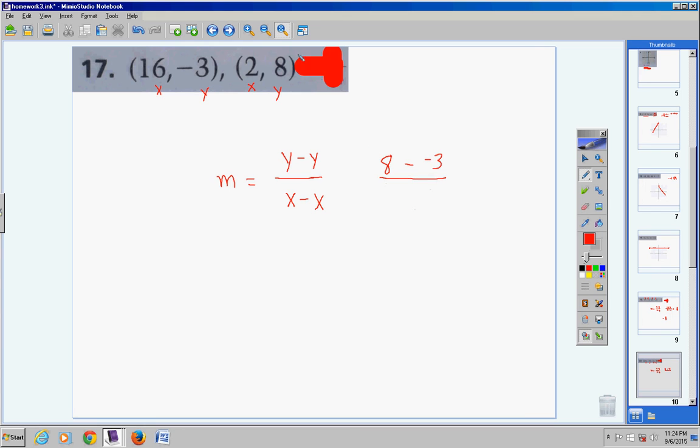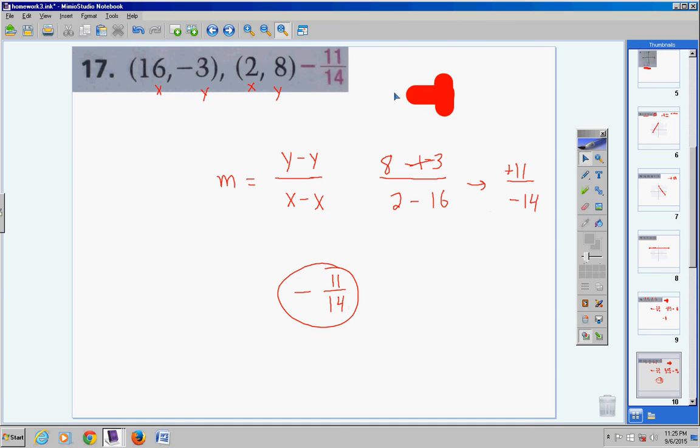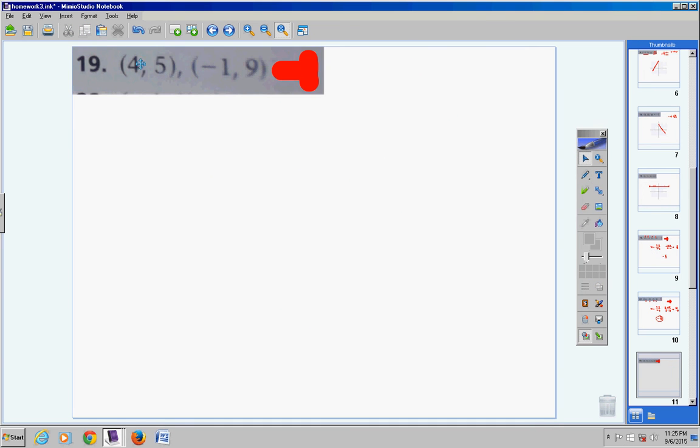X minus x. Now you started here with your y, so start here with your x. 2, and then minus 16. And here we go. 8 minus a negative 3 means 8 plus 3. That gives you 11. 2 minus 16 is negative 14. Now, a positive over a negative makes the whole fraction negative, and you cannot reduce 11/14. So the answer is negative 11/14. Number 19.